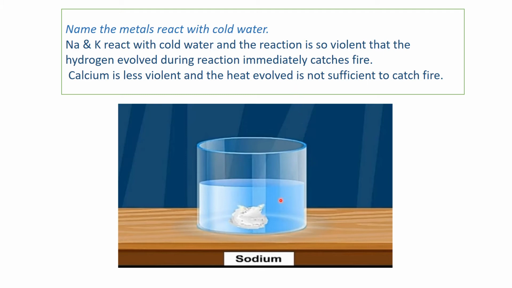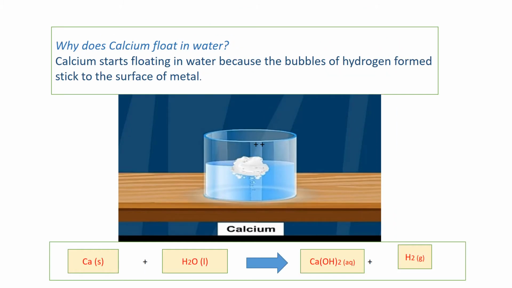You can see in this figure, when sodium reacts with water, this hydrogen gas is evolved here and it catches fire immediately. When calcium reacts with water, see the reaction, this is calcium plus water, this is cold water, and calcium hydroxide is produced as well as hydrogen gas is released. But after some time of reaction, this calcium starts floating. It starts floating because the bubbles of hydrogen gas, you can see here in this figure, stick to the surface of this metal, and that is why this metal starts floating in water.